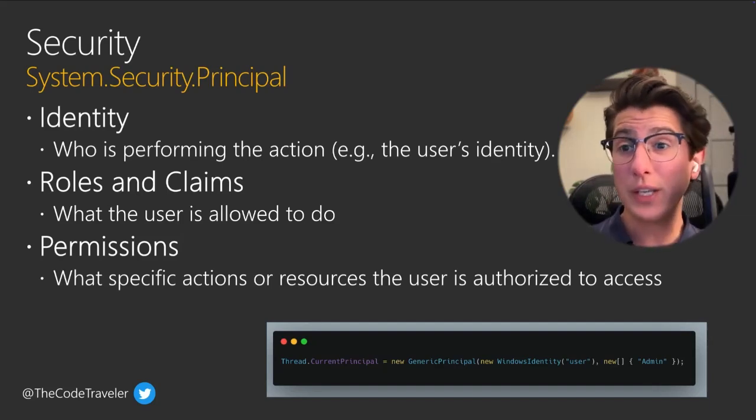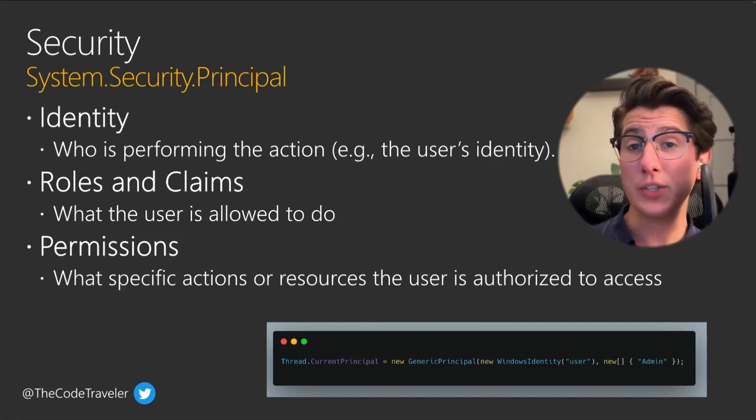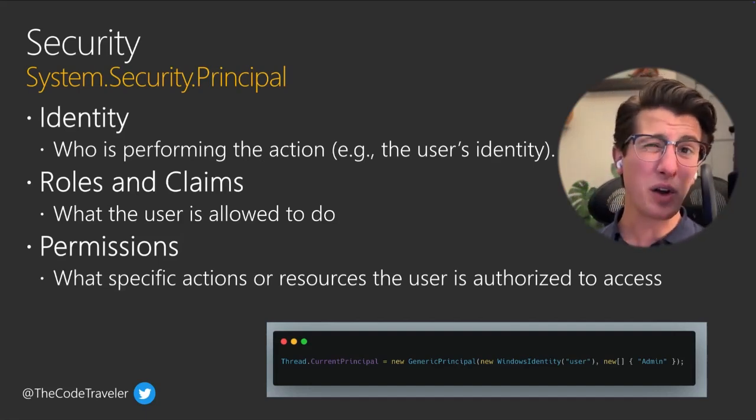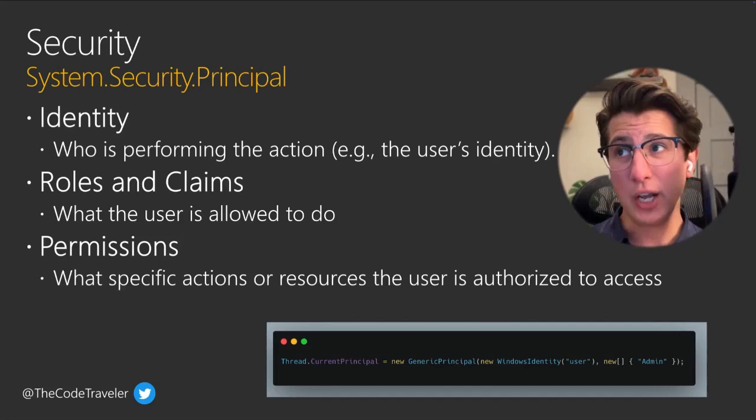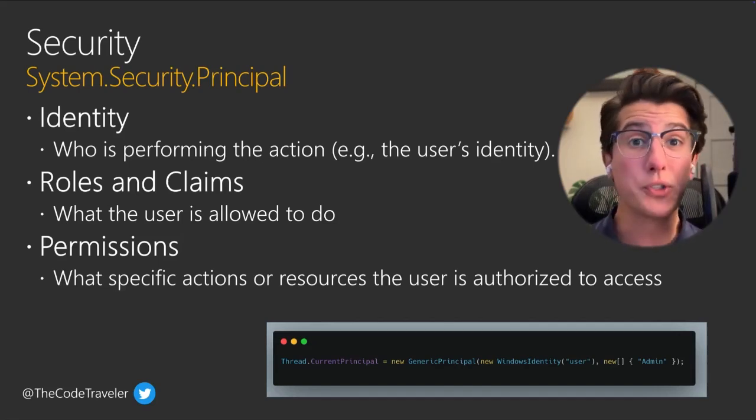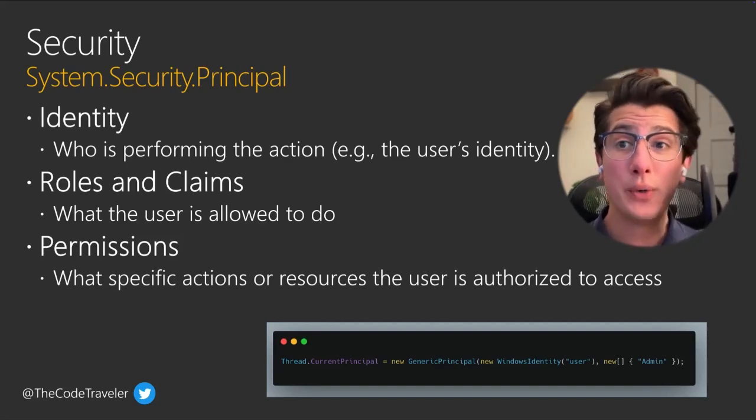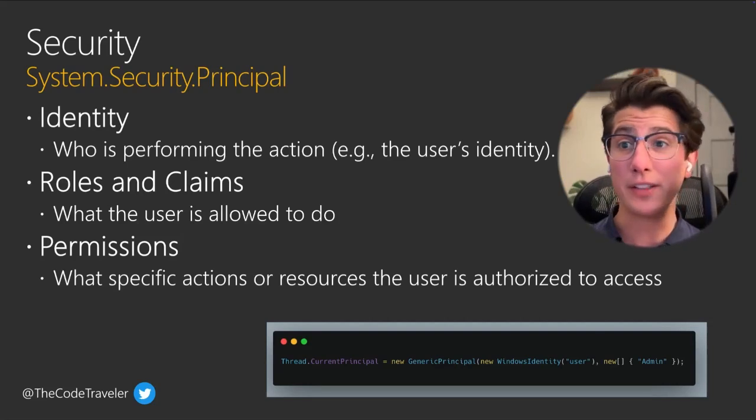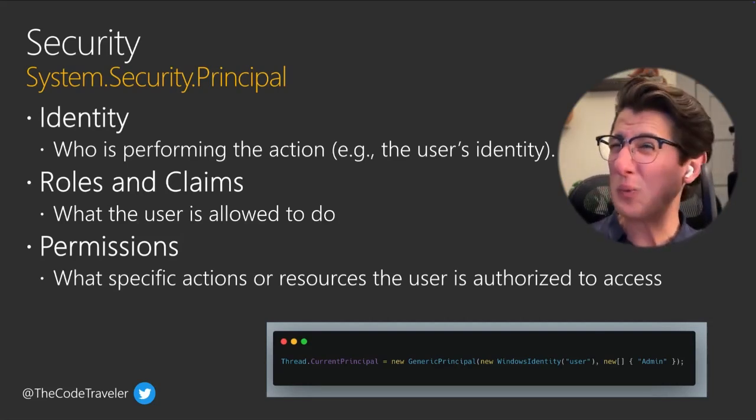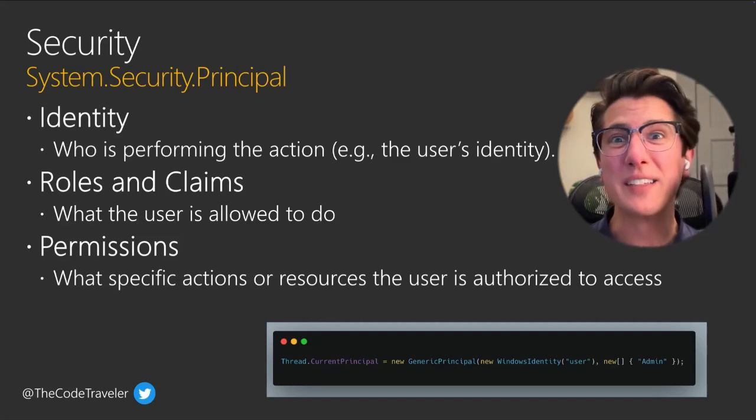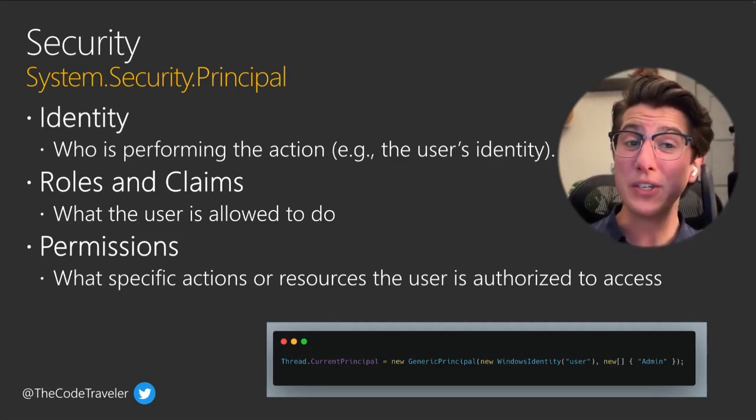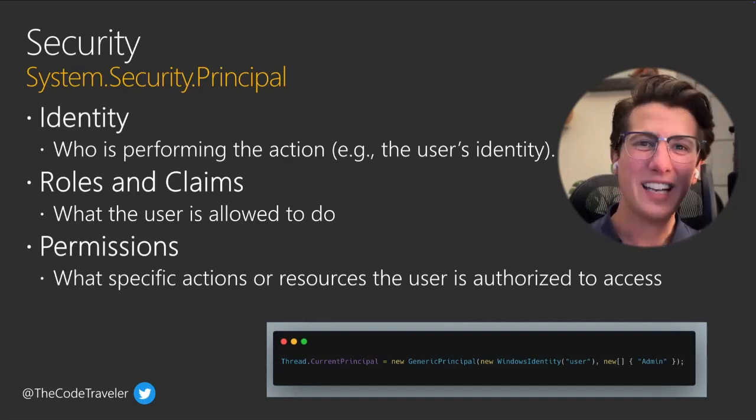You might also hear principal colloquially called the security context, because this is where all of the information about the user, their roles, their claims, what the user's allowed to do, and what permissions they have, are all stored. Now, the principal can be tied to a specific thread, like we see here in this example. However, we probably shouldn't write code like this in our apps, because the good news is, in ASP.NET Core, it's handled for us. Let's jump into some code to see exactly what I'm talking about.